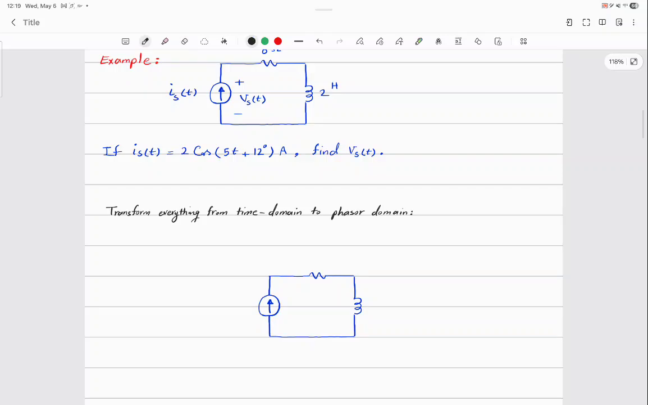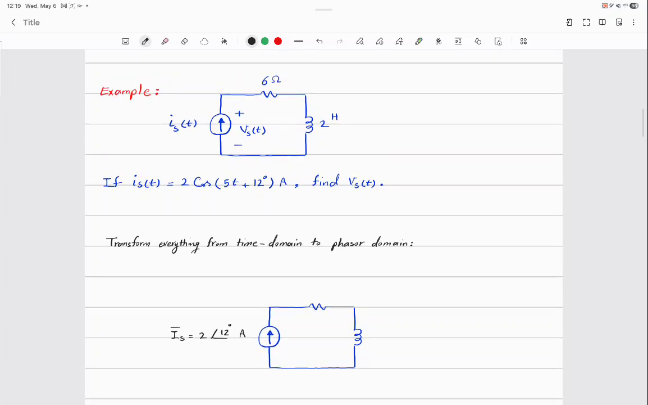What should I write instead of i_s(t)? I_s bar, the phasor, equal to 2 angle 12 amps. What should I write instead of the resistor? 6 ohms. That's it. Resistor is always itself. What should I write instead of the inductor? j omega L.